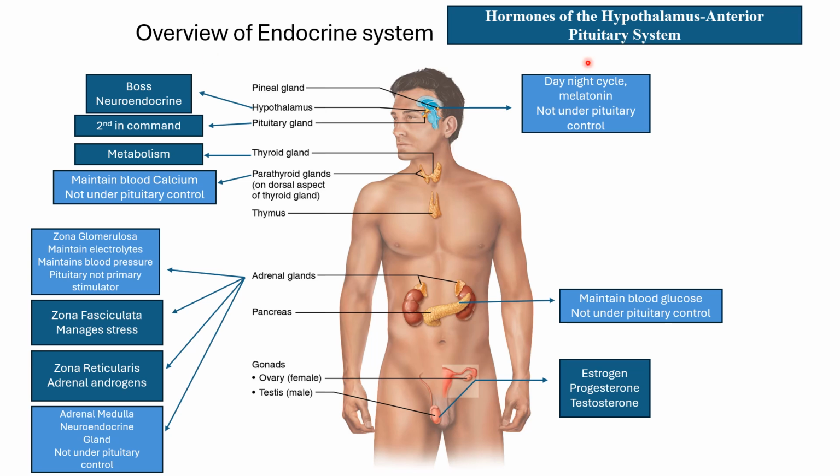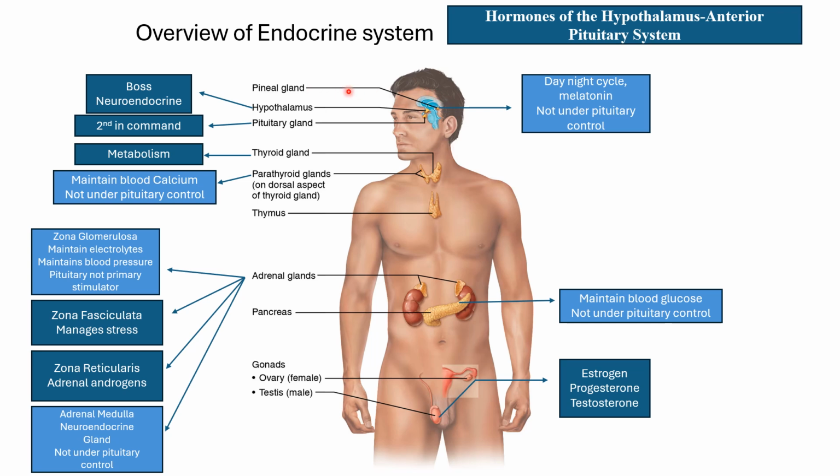Now this is just to give you an overview of the endocrine glands. We have talked about all of them. I want you to notice over here. So let me go over all of the names of the endocrine glands. So first of all, let's start with the brain.